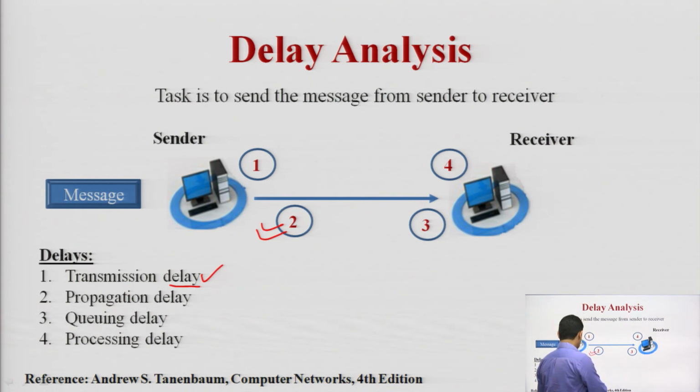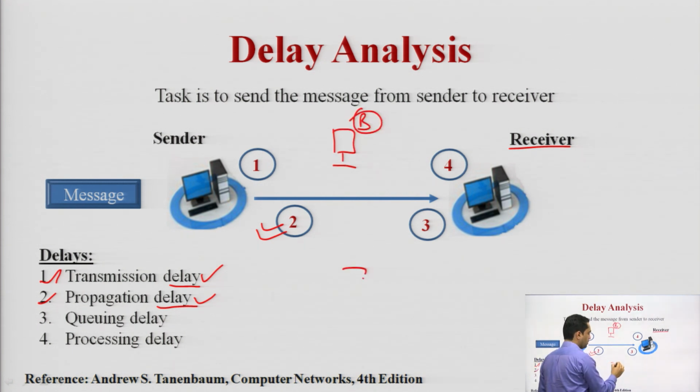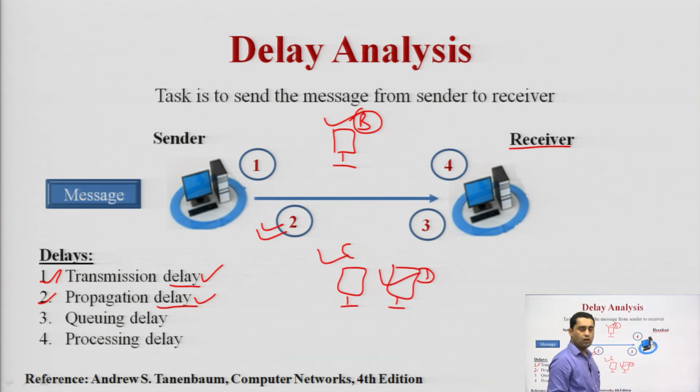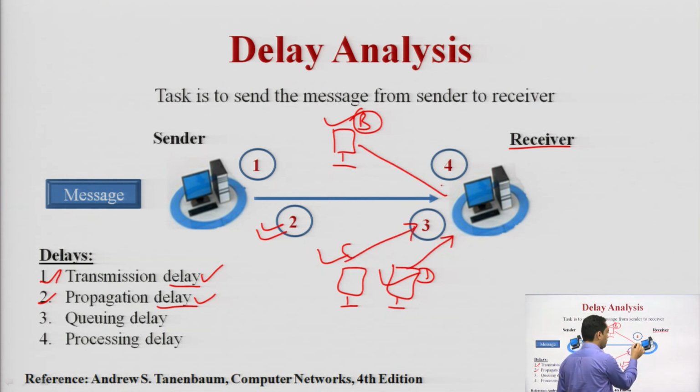So, here this is my propagation delay, the second important delay. Now, I am sending a packet to the receiver end. Might be the receiver is receiving packets from multiple nodes. This is the sender, this is say B node, this is say C node, this is say D node. Now, B, C, D, all three nodes are also sending packets to the receiver end.